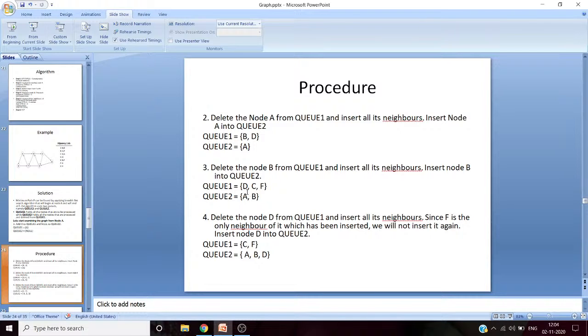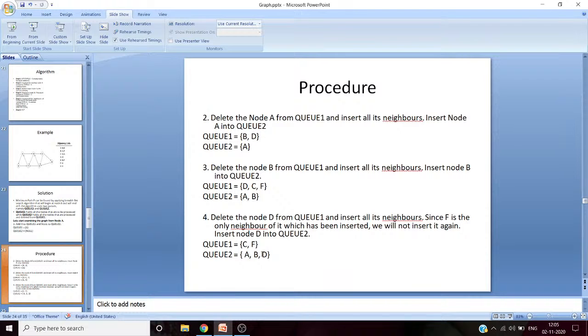Next in the row is D. For D, only F is there. D has only one neighbor which is F, and which is already in Q1. So we don't need to put another F. That will be redundant data. That will create confusion. That's why A, B, D will be there in Q2 and Q1 will contain C and F. Clear?